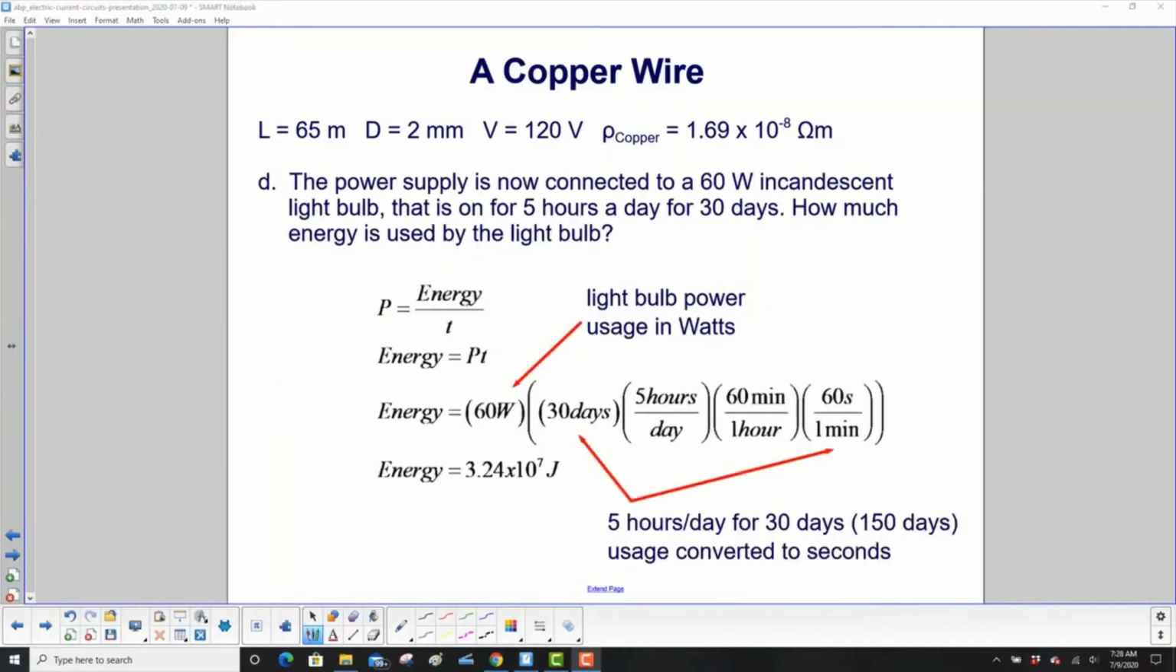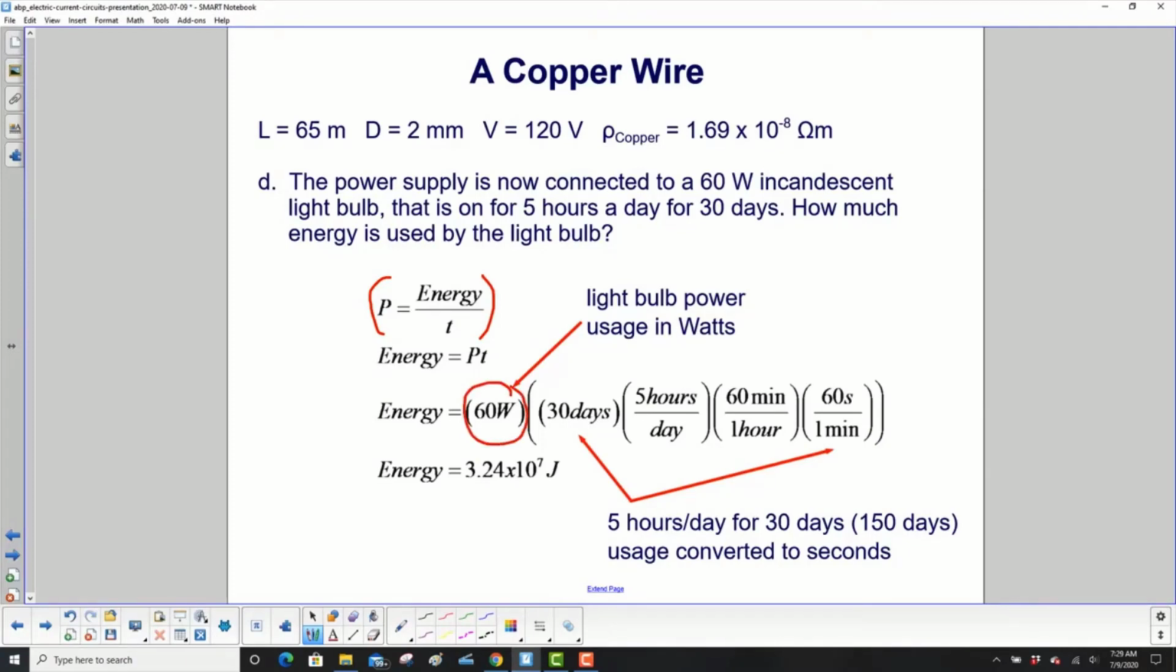We now connect the power supply with the wire to a 60 watt incandescent light bulb. It's on for 5 hours a day for 30 days. How much energy is used by the light bulb? We're going to use our definition of power. Power is energy per time. Multiply both sides by T, and we get energy is power times time. So here's our light bulb power. When they tell you it's a 60 watt bulb, that's the power.